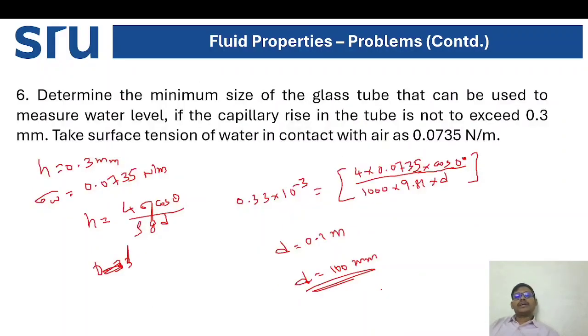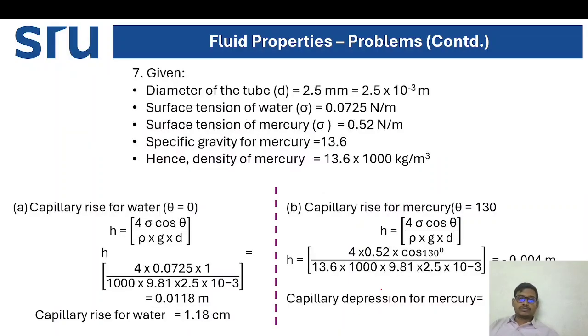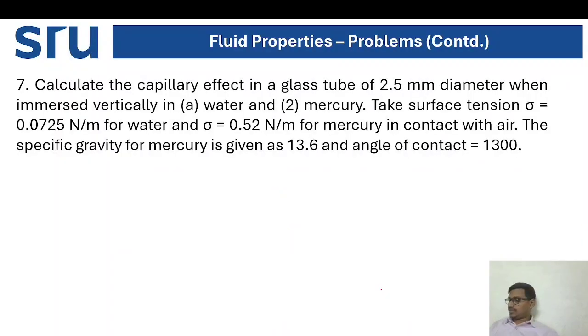So determining another one, the capillary one. Here for capillary effect, we should know H is equal to 4 sigma cos theta by rho g D. That is a very important one. So we will see in the next class two more problems. Okay, we will see in this class itself.